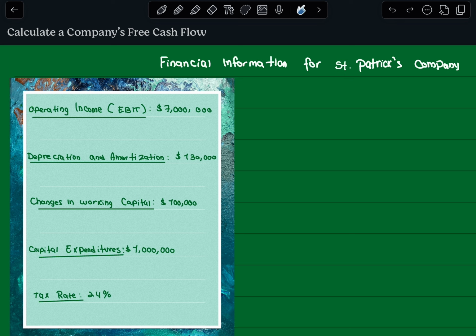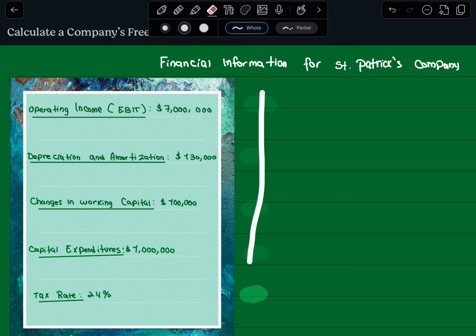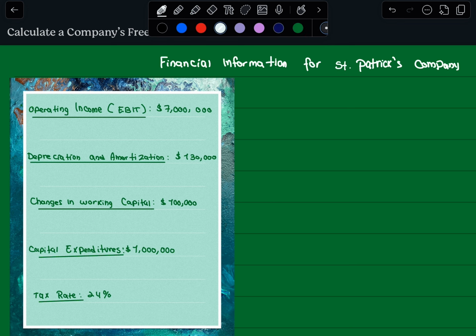Provided for us, we have information for St. Patrick's Company. Here we have operating income, depreciation and amortization, changes in working capital, capital expenditures, and tax rates. Now let's go one by one explaining what each of these are.